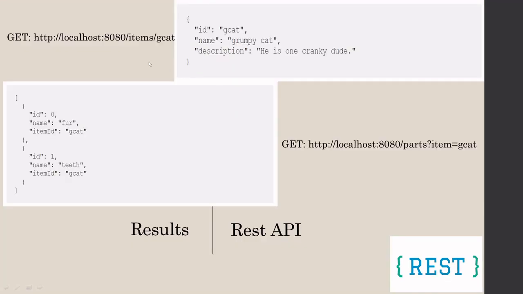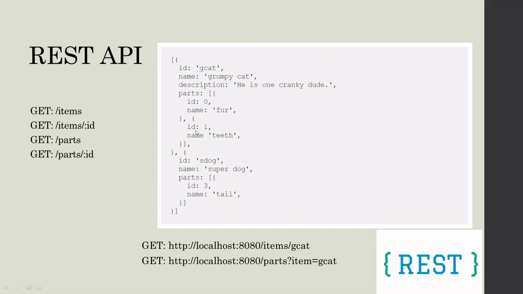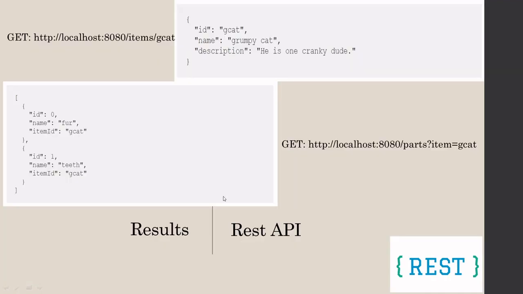So let's see. In the first request, in our item list with name GSet, we got the data, and for parts with item GSet, we got fur and teeth. Here you can see these are fur and teeth. Super dog, oh sorry, tail was not displayed. Okay, so this was the REST.